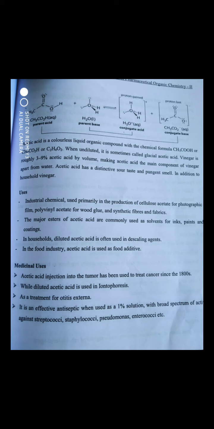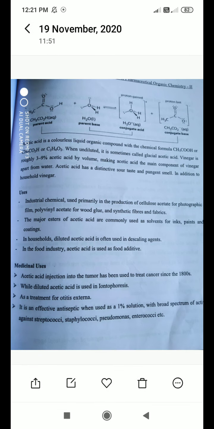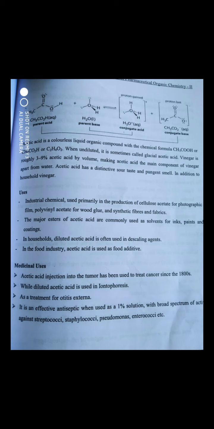Cellulose film. Cellulose is used, after which we can prepare different papers and wrappers like that. Then polyvinyl acetate for wood glue. Glue means something to stick, to make adhesion. For that purpose polyvinyl acetate can be used, and also for synthetic fibers and fabrics. This can be used for the synthesis of different synthetic fibers and fabrics.